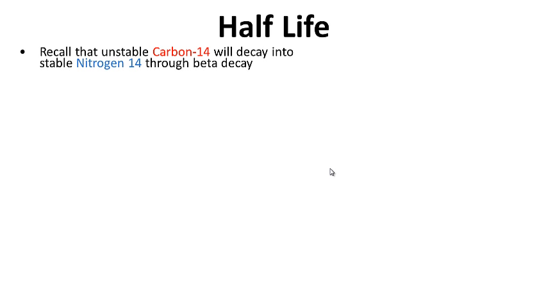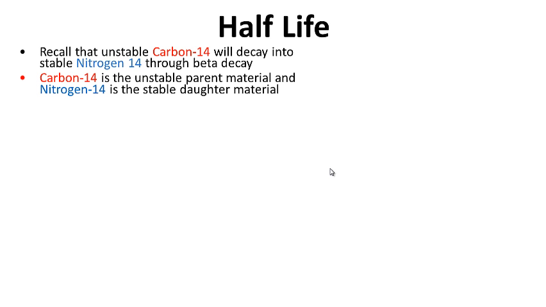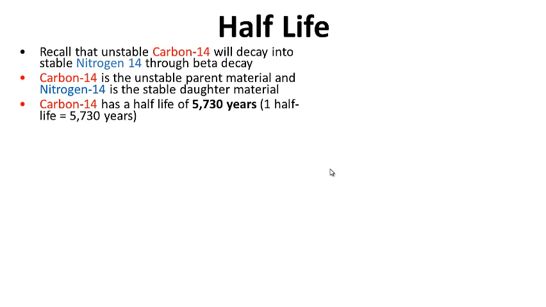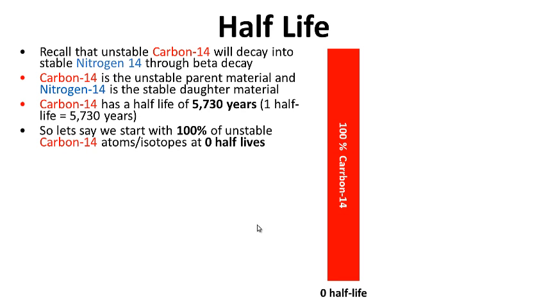Recall that unstable carbon-14 will decay into stable nitrogen-14 through beta decay. Carbon-14 is the unstable parent material. Nitrogen-14 is what we call the stable daughter material. Carbon-14 has a half-life of 5,730 years. So let's say we start with 100% of unstable carbon-14 here, and we know it's going to turn into nitrogen-14 here. We're at 0 half-lives.